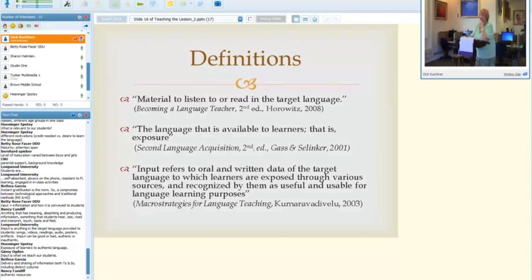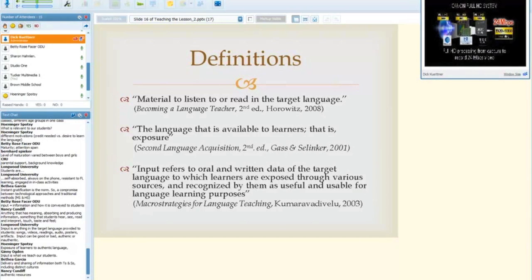We're going to want to name different kinds of input, but I found these three. There are many other definitions. You can go to Krashen for a definition, but I thought these were different enough that they were worth putting next to each other on the screen to see how wide the definitions may be.